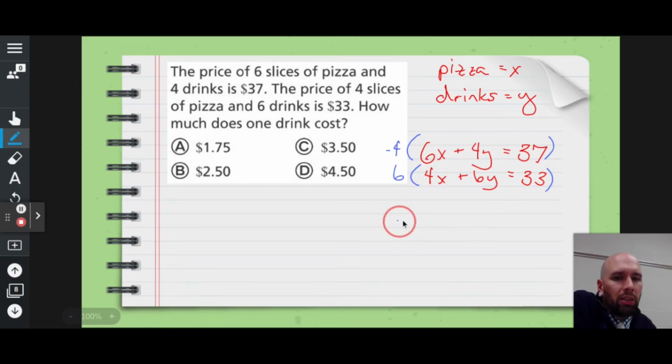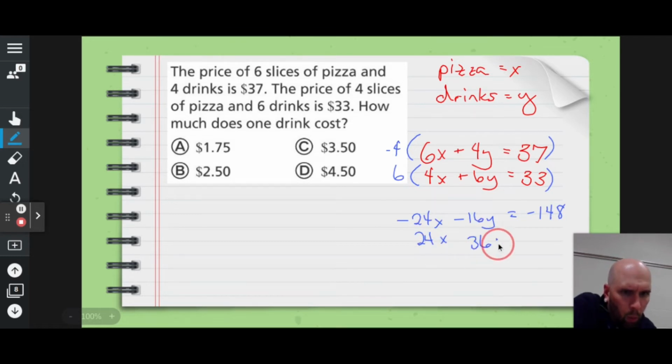Negative 4 times 6x is negative 24x. Negative 4 times positive 4y is negative 16y. Negative 4 times 37 is negative 148. I hope, I think. Yes. 6 times 4x is 24x, so the x's will go away. 6 times 6 is 36y, positive, equals 6 times 33, which is 198.